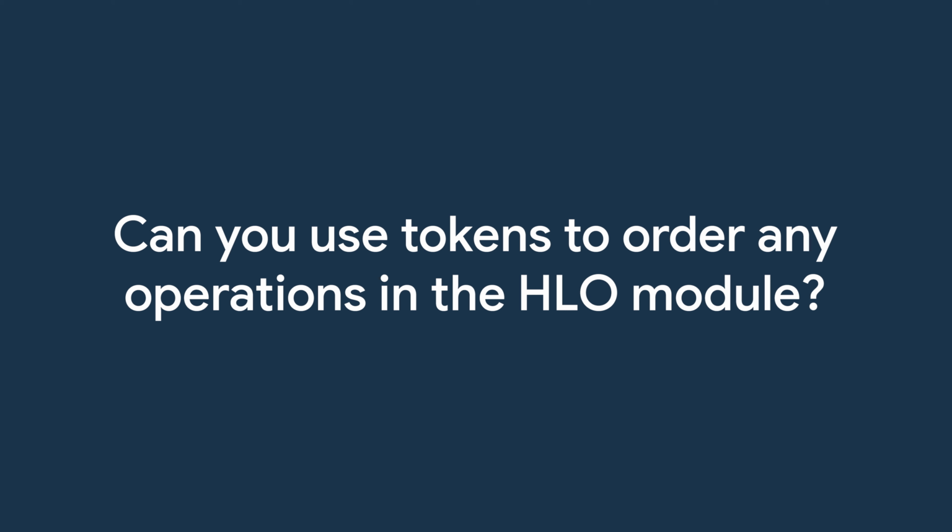So XLA might decide that we want to guarantee that these two operations run in this particular order because we know that we have some resource constraints or memory constraints, or something like that. And then we add control dependencies because not all operations have tokens as arguments and results. Only side-effecting operations have tokens as arguments and results. Basically, tokens only support the side-effecting things, I think collectives, infeed, outfeed, and I think that's all.